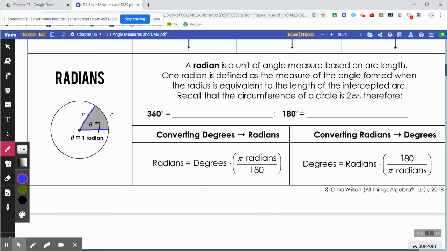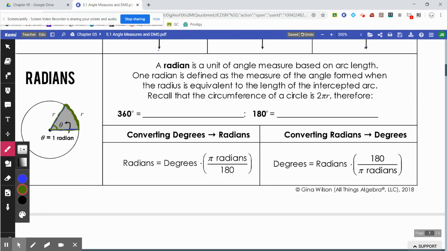So what we've done here is we've taken a radius, the distance from here to here, and we've wrapped it around the circle. The arc length there, the length of that arc, and the angle that intercepts that arc length of 1 radius, we're going to call this angle measure a 1 radian angle measure. Here is how big a radian is.